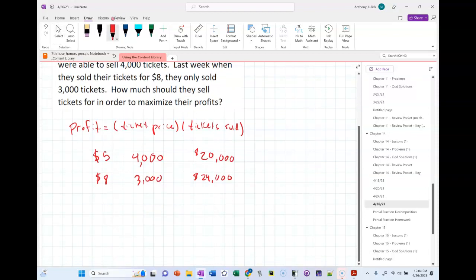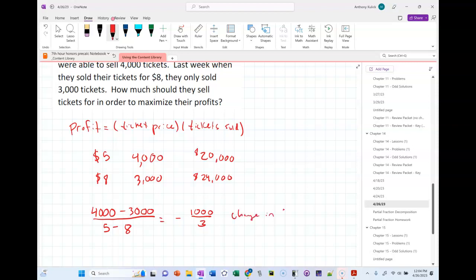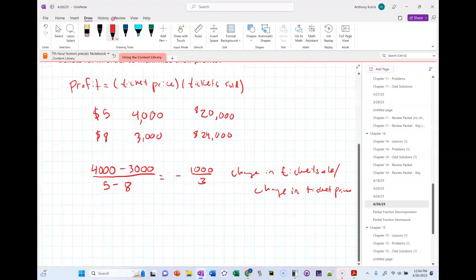So what I'm going to do is look at how much reduction in ticket sales one change in ticket price results in. We went from 4,000 to 3,000 when we moved from $5 to $8, right? So this is the change in ticket sales per change in ticket price, right? All right, so that's going to be my key.